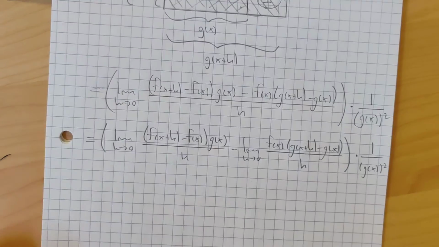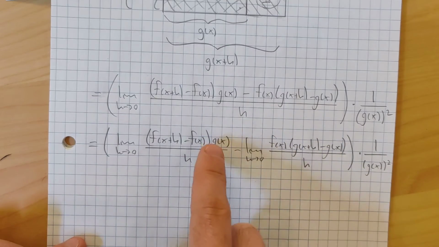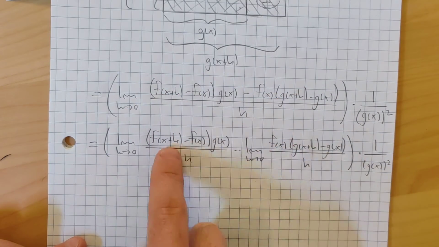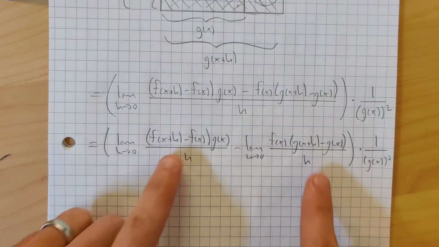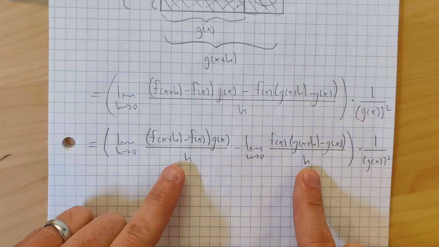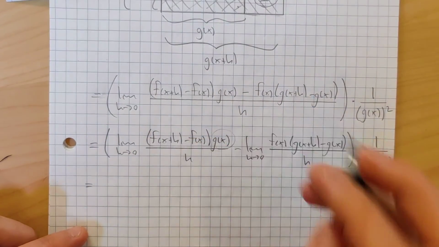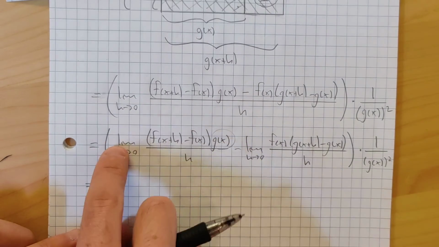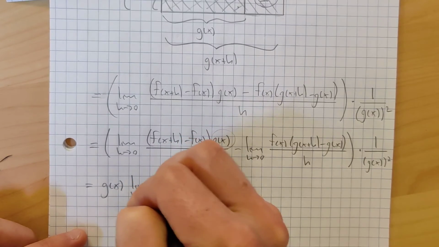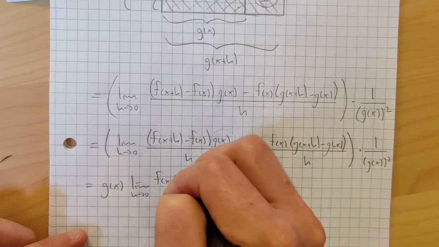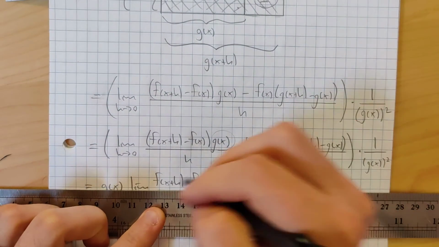All right, so I just broke this limit of a difference into the difference of 2 limits, just using the sum law for limits. So that's using limit laws, right? As long as these limits both exist, I can do that. And let's see what happens here. We are now almost done. This g of x does not involve h, so I can pull it out. So I've got g of x times the limit as h approaches 0 of f of x plus h minus f of x over h. And there it is. That's the derivative of f.